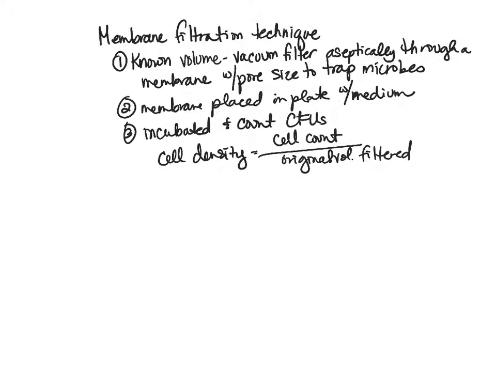Now we do have a second way that we can determine the cell count when we have a very low, or likely a low, number of colony-forming units or viable cells. And that's called the most probable number.